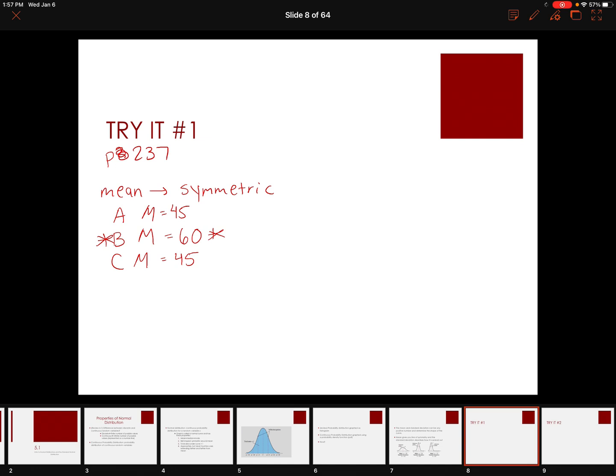Then it says, determine which normal curve is more spread out. Well, A looks to be the tallest and the skinniest. That's not very spread out. B also looks to be pretty tall and skinny. But if you look, graph C is shorter and fatter. So I would say graph C is more spread out. Therefore, it has the highest standard deviation.